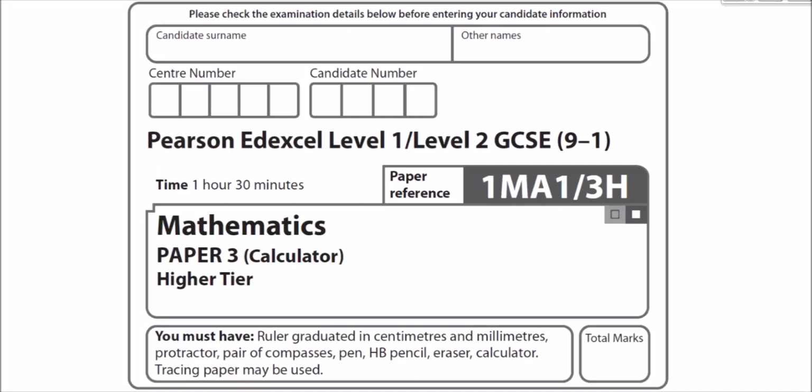Welcome to the third and final paper of Edexcel's November series GCSE higher tier maths exams. So we've had paper 1 and paper 2. This is the final calculator paper, and I've got to say the last question on this paper, I've seldom seen a more awkward GCSE question.